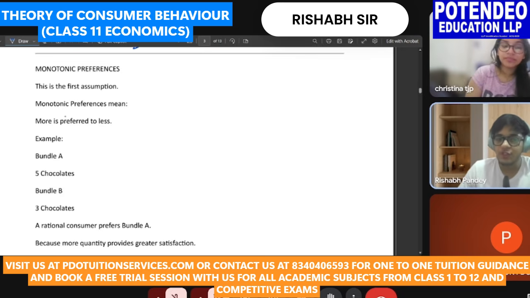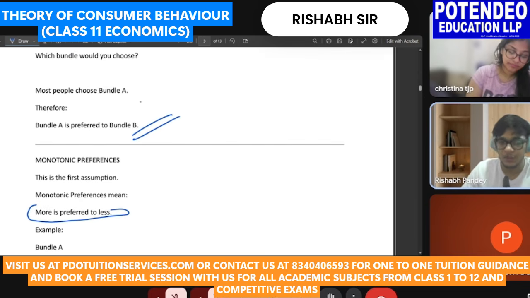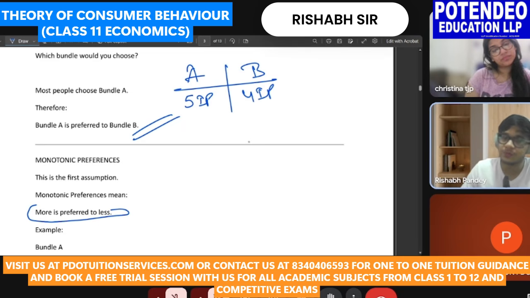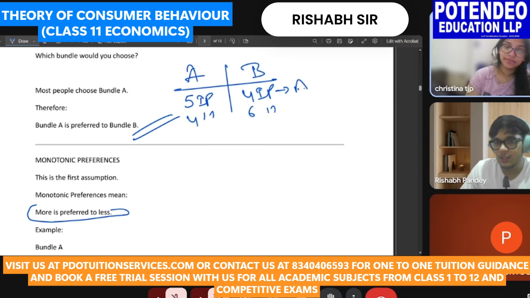So monotonic preference means more is preferred to less. Very simple. I'm going to tell you the example. Now, Christina buys 2 bundles, bundle A and bundle B. Bundle A has 5 iPhones. Bundle B has 4 iPhones. What are you going to prefer? Bundle A. Exactly. Now let's twist the question: 4 and 6. What are you going to prefer? Bundle B.